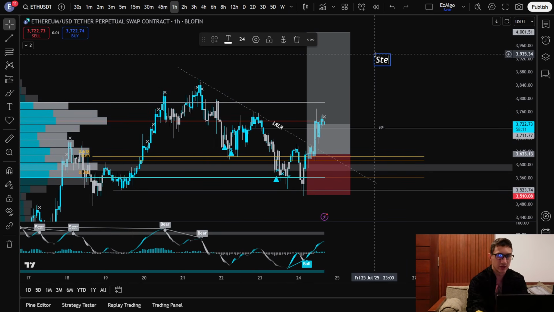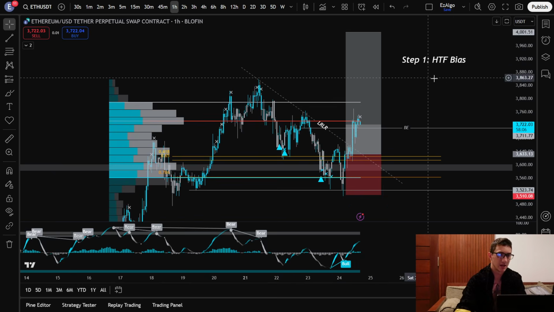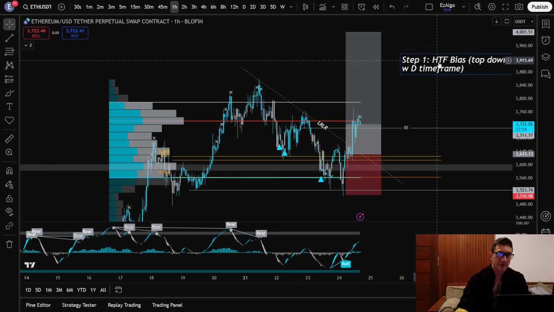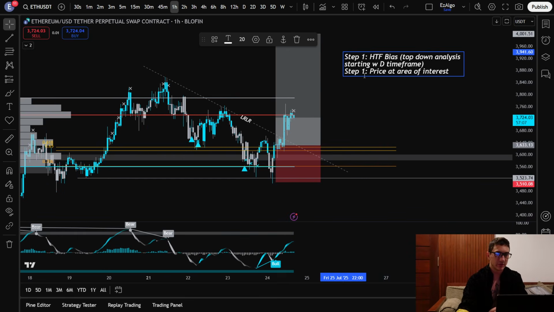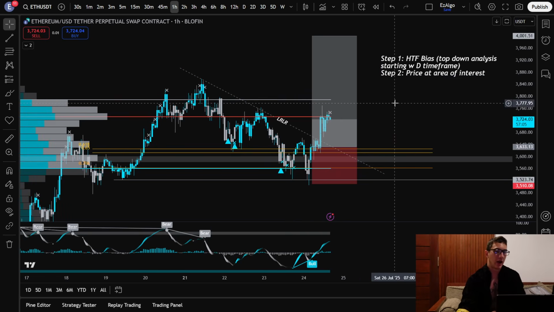So step number one is we need our high time frame bias. On Ethereum, this is very simple, guys. We're obviously in an uptrend on a higher time frame. All I mean by top-down analysis is start on a higher time frame, right, and then go down to a lower time frame. Step number two, we want to see price at our area of interest.